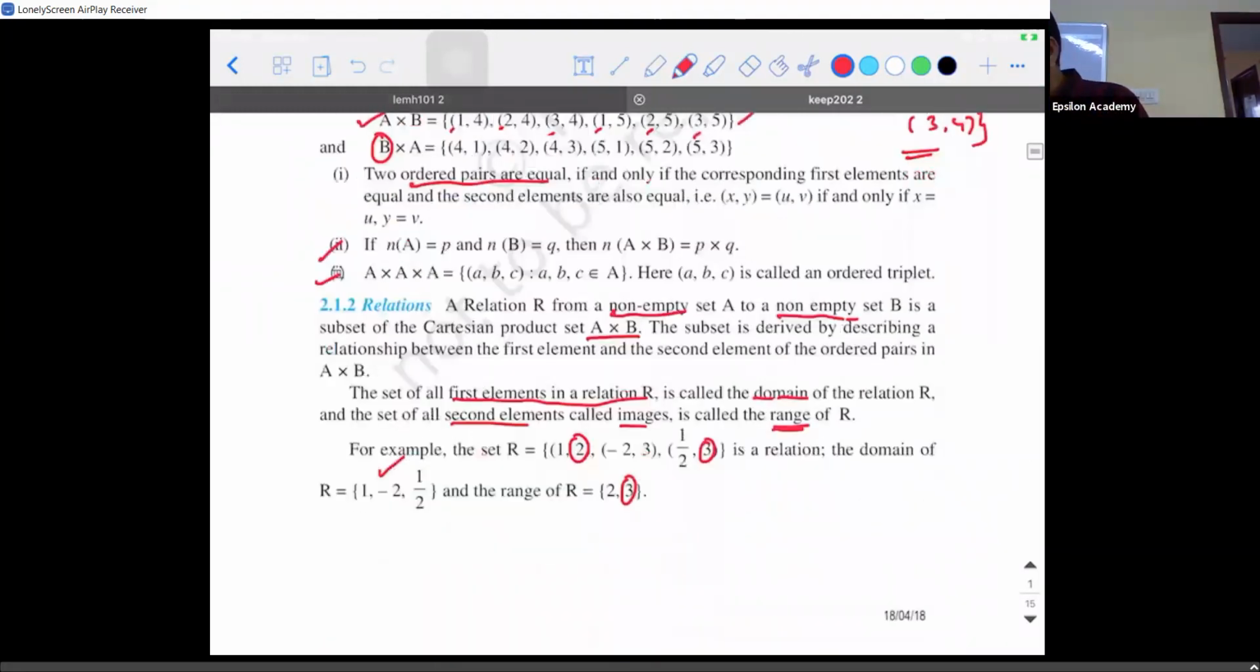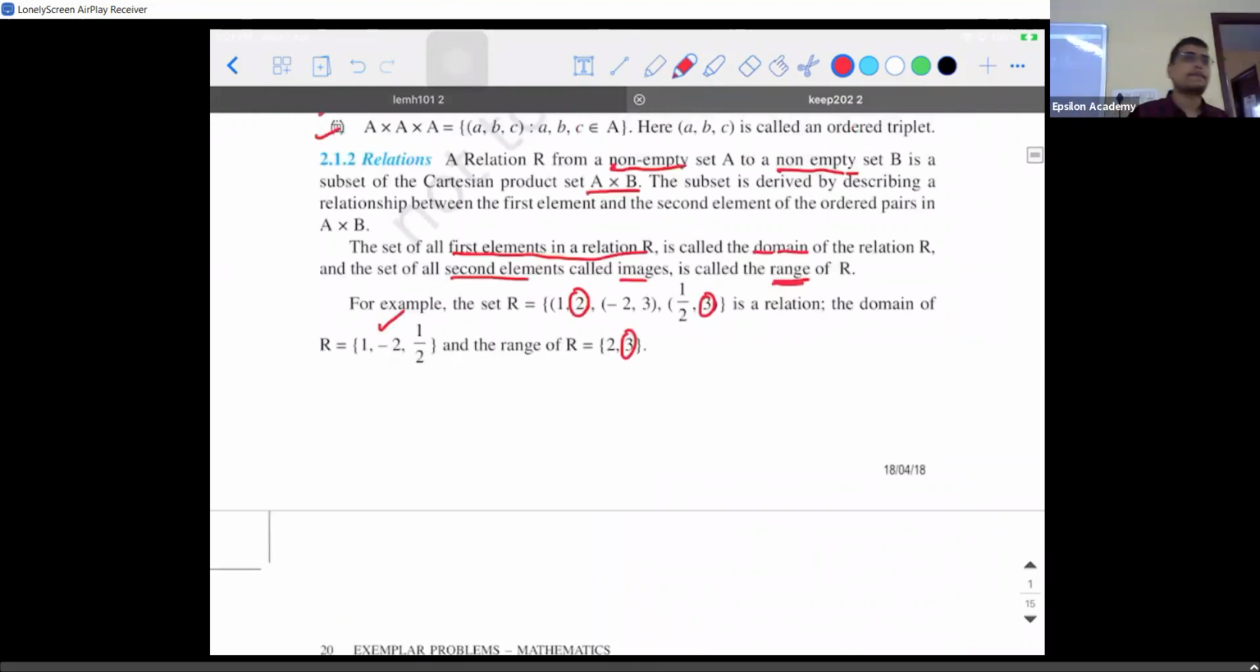A relation is from whom to whom? You basically need two non-empty sets, right? So when you talk about a relation R from a non-empty set A to a non-empty set B, it is a subset of the Cartesian product of the set A cross B, right? So how is a subset derived? How will you be able to achieve that subset or arrive at that subset?